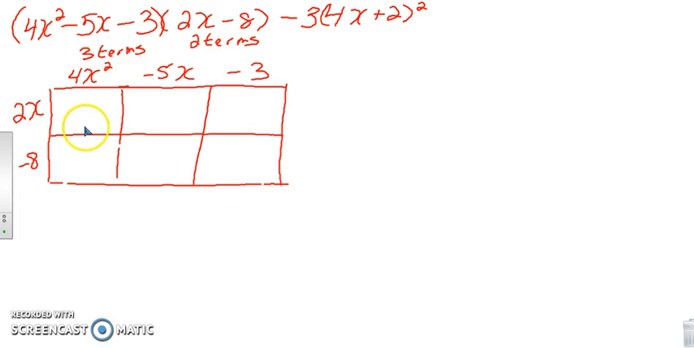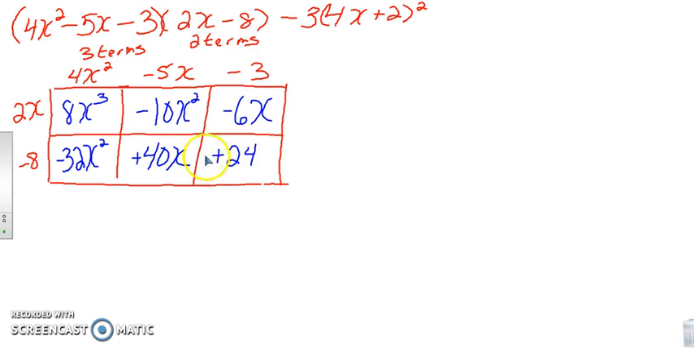So everything's lined up. I am now going to go through the process of multiplying everything on the outside of each individual window to give me an interior term. So I go through 2x times 4x squared, I get 8x cubed, 2x times negative 5x, I get negative 10x squared. Remembering that when you're multiplying x, the two bases, you keep the base and add the exponent. Because it's 1 and 1, it becomes 2. Negative 3 times 2x is negative 6x. I then go across my bottom row, starting with negative 8 times 4x squared, negative 32x squared, plus 40x, and positive 24. I then collect my like terms.